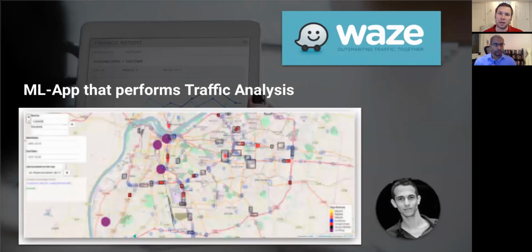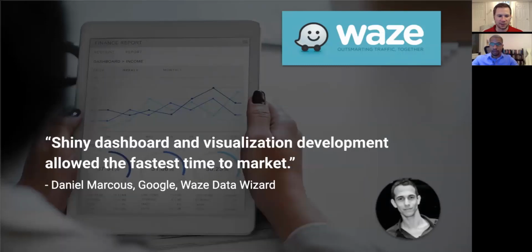This is another company called Waze, and Waze was recently bought by Google. They have their own traffic app, and it's actually an app that I use, especially if I go on long road trips. It's really good for outsmarting traffic, but they're actually using and building Shiny apps to help perform traffic analysis. So this is a gentleman, his name is Daniel Marcos. He's a Google Waze data wizard, and he utilizes a lot of these dashboards and visualizations with R to be able to develop these applications.